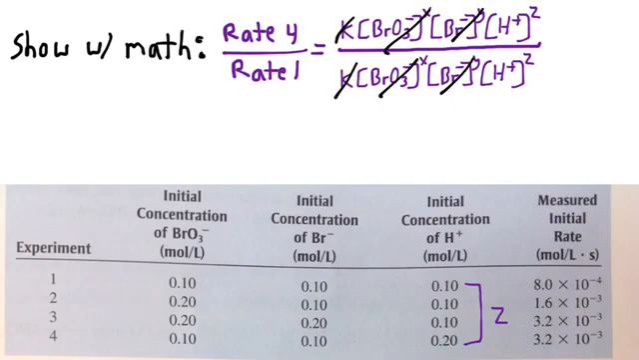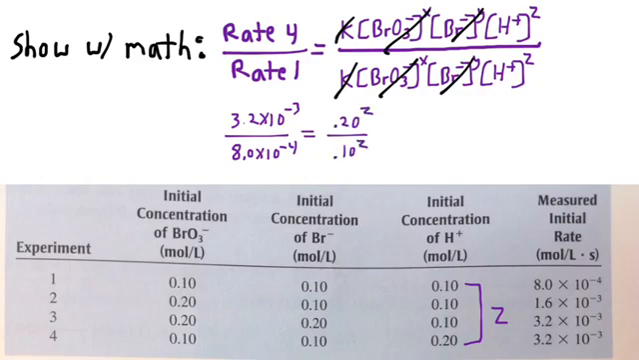Bromate for experiments 1 and 4 has the same concentrations, and it'll be the same reactant order, of course, and same with bromide. So all we're left with is H plus to the Z power. So when we plug in our numbers for that, we have our rates, and then we have our concentrations to the Z power. So when we divide, then we get 4 equals 0.2 over 0.1, which is 2 to the Z power.